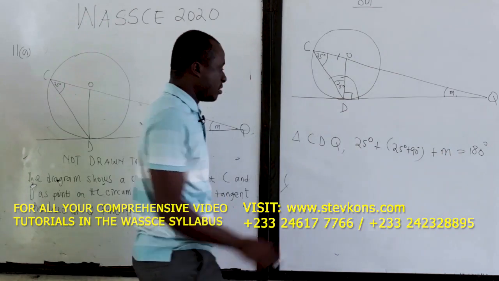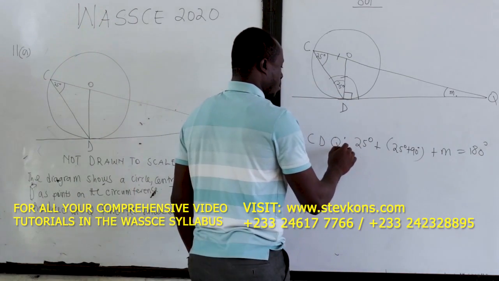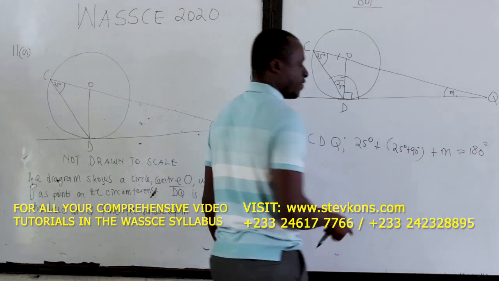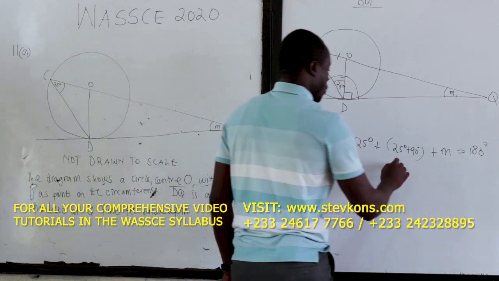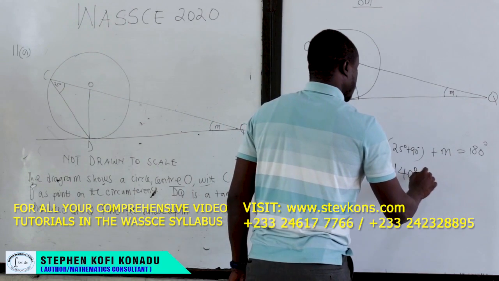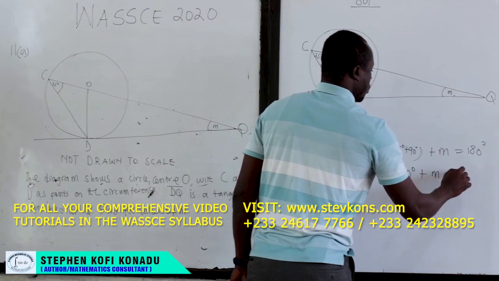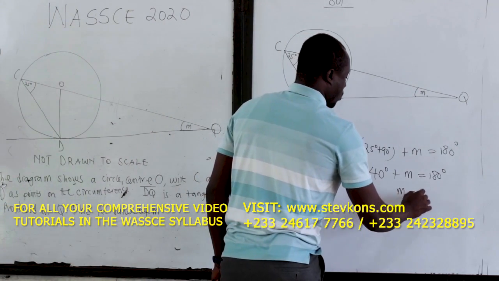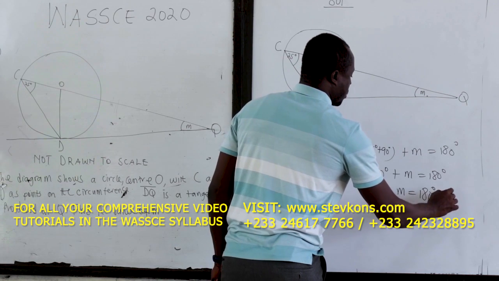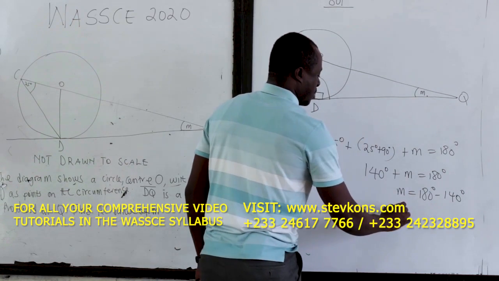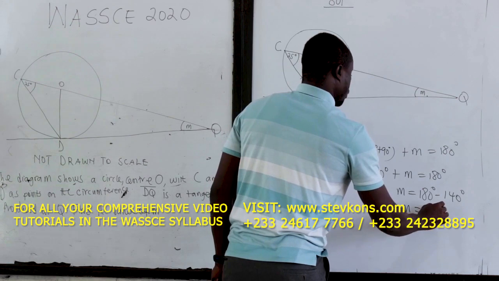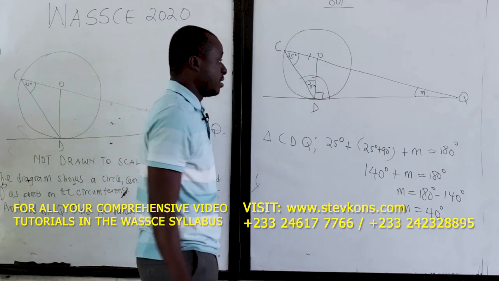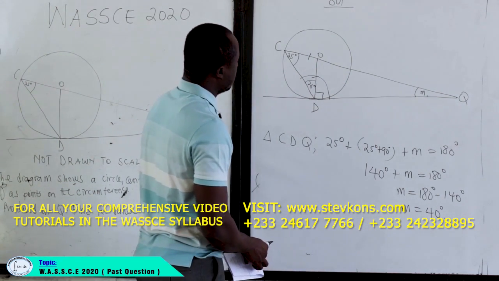180 degrees. Now, 25 plus 25 is 50, 50 plus 90 is 140 degrees, plus M equal to 180 degrees. Clearly, our M will be equal to 180 degrees minus 140 degrees, and our M is equal to 40 degrees. Or what can we see?